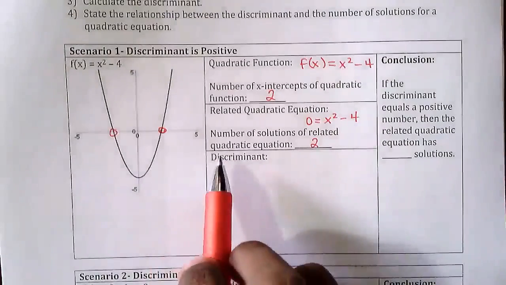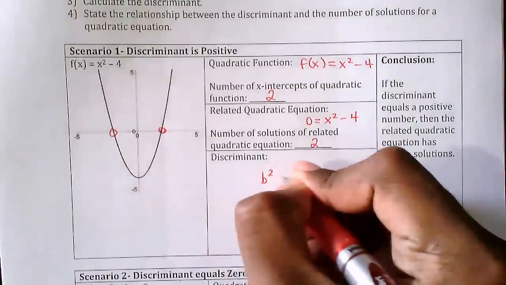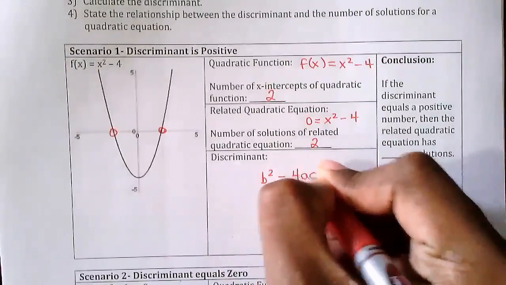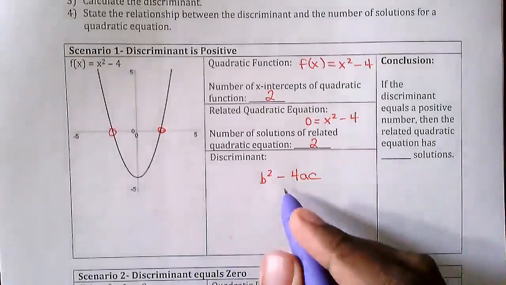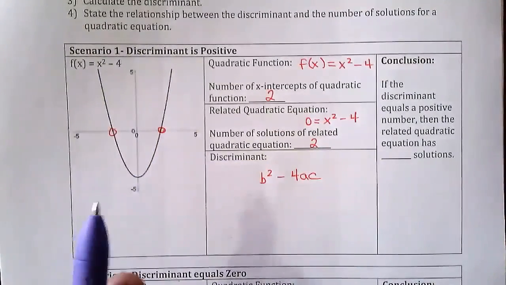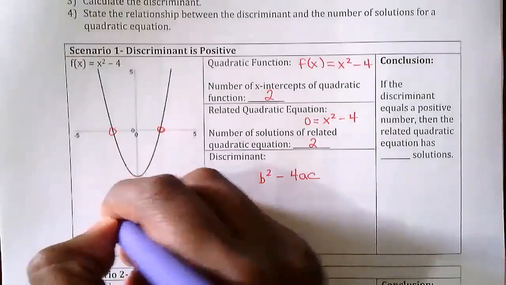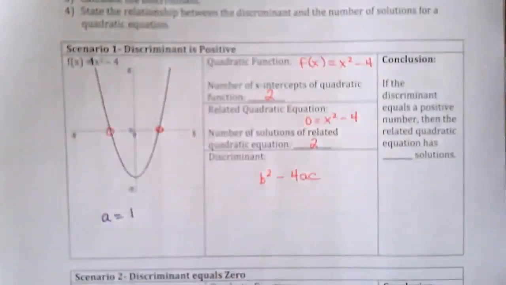The next thing we want to do is calculate the discriminant. So we have b squared minus 4ac. So I said that this was the discriminant. What we need to do is find the a, the b, and the c value and plug it into our discriminant. So let's take a look at our function equation. We have a. A is ultimately equal to 1, so that's what's attached to the x squared here.